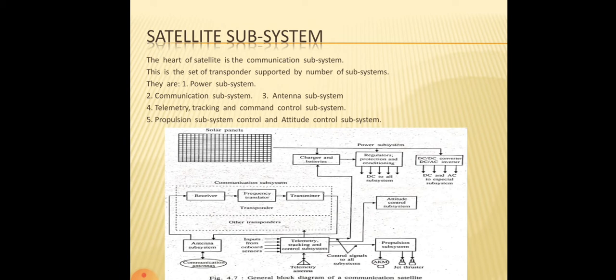Then next, the propulsion subsystem and the attitude control subsystem. Here the satellite has to be moved, so it is given jet thrusters and a kick motor; these are the propulsion subsystem. They are controlled by commands from the ground. The attitude control subsystem provides stabilization in the orbit, to stabilize the satellite, that is, to move the satellite. So this is about the satellite subsystem.